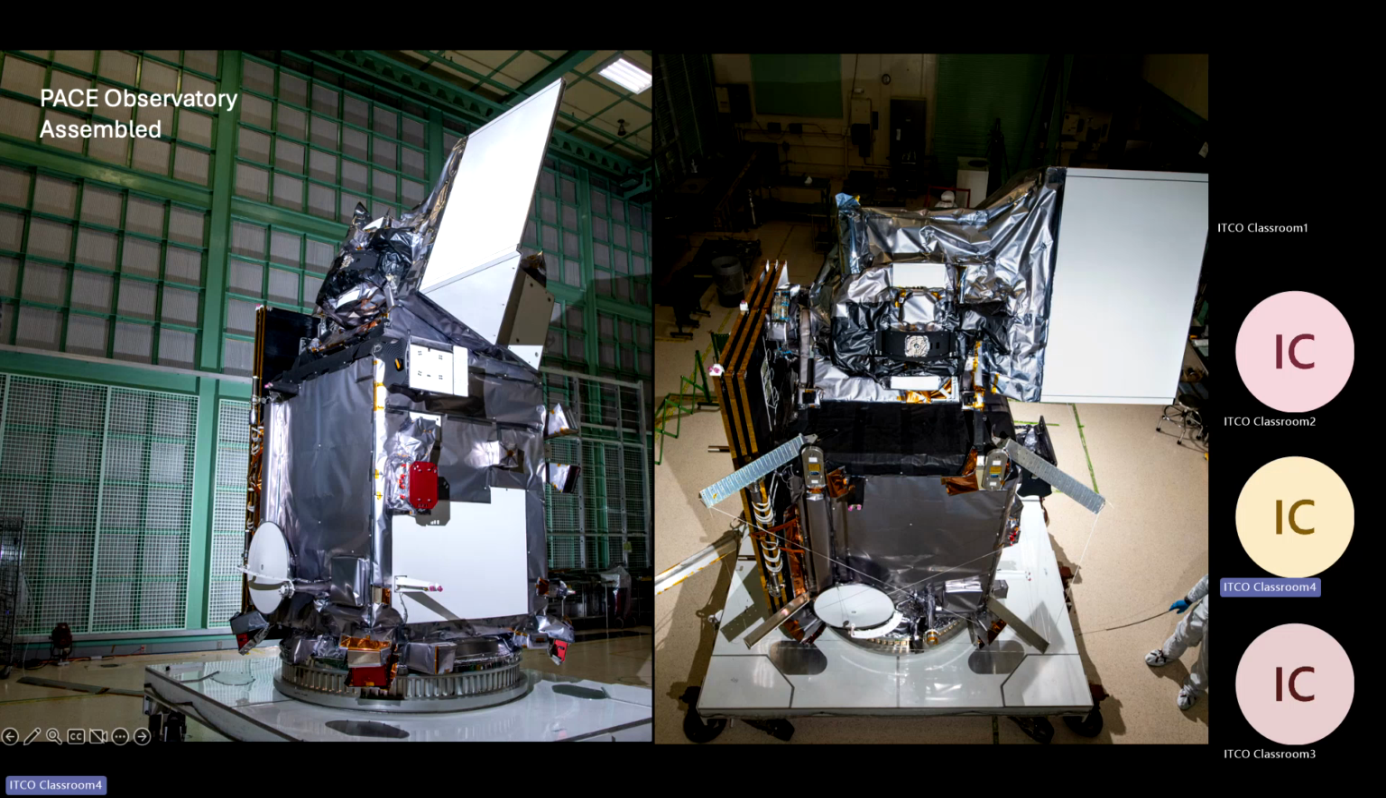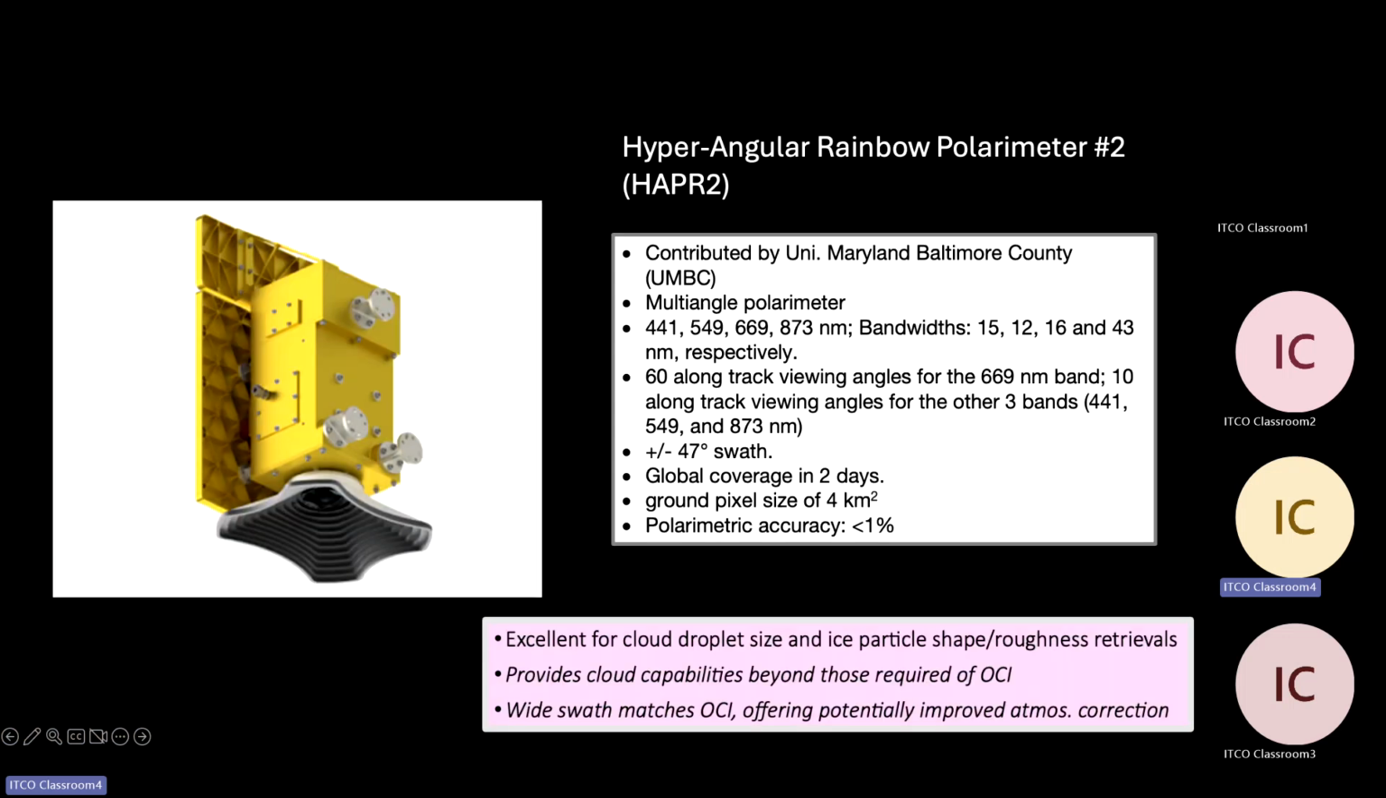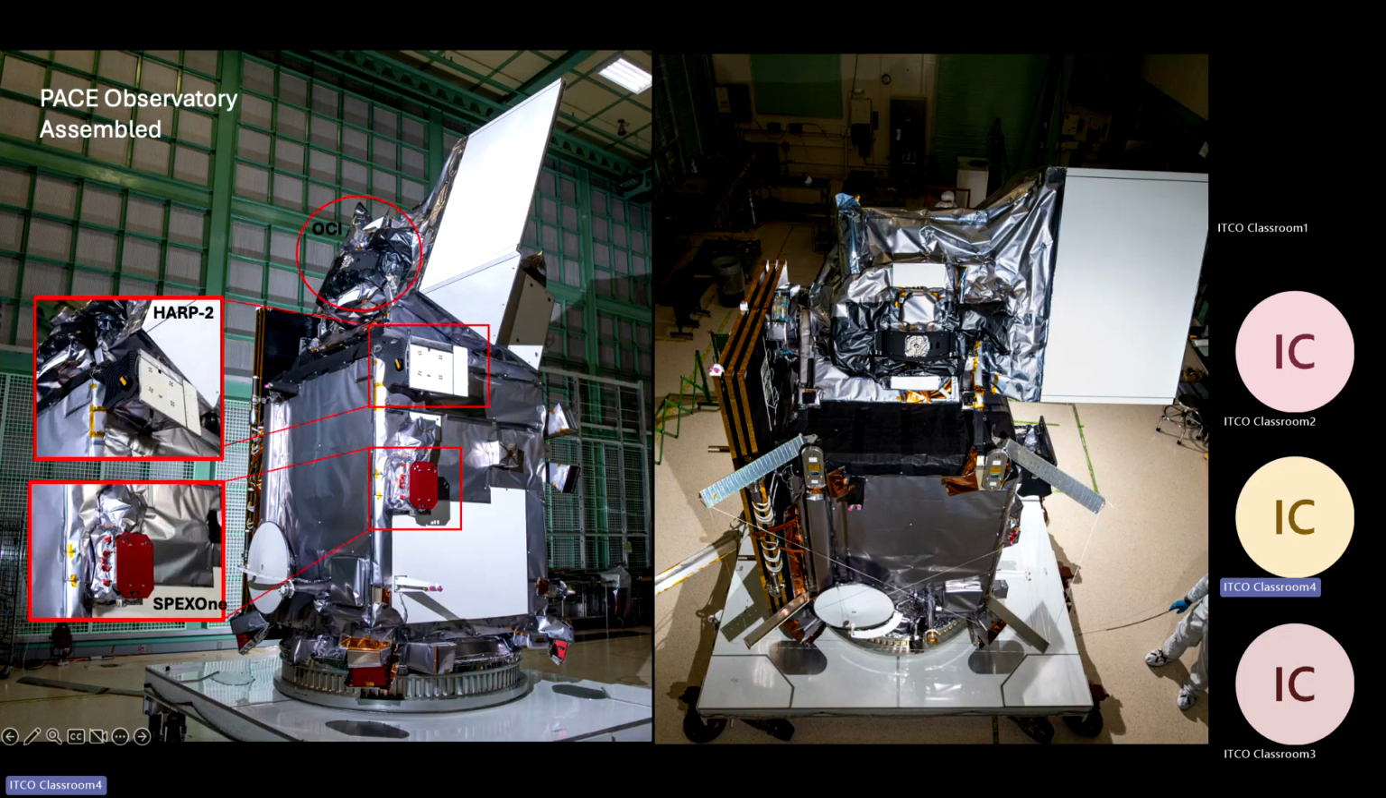PACE is up on the top here beside the radiator. SPEXone is the little red box, and HARP2 is sitting just above SPEXone. So it's a pretty compact spacecraft. The big white thing that looks like a dinner plate on the side, that's the antenna. That's the Ka band antenna.